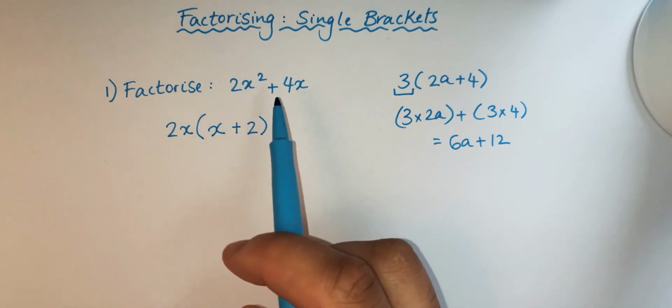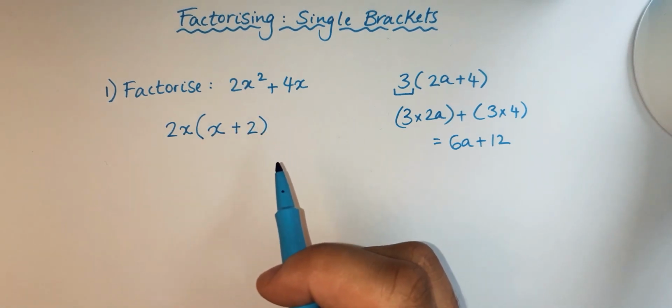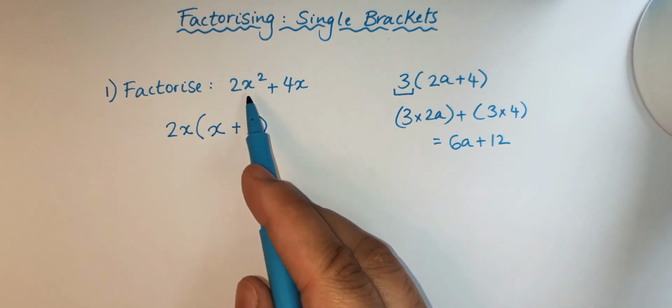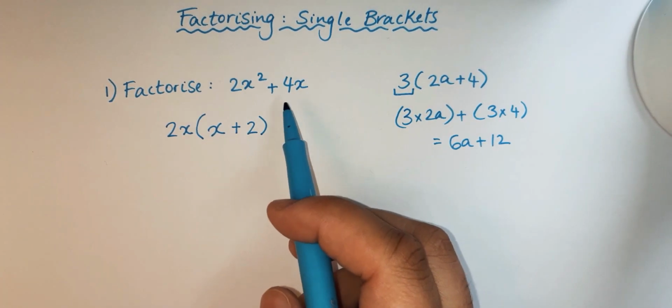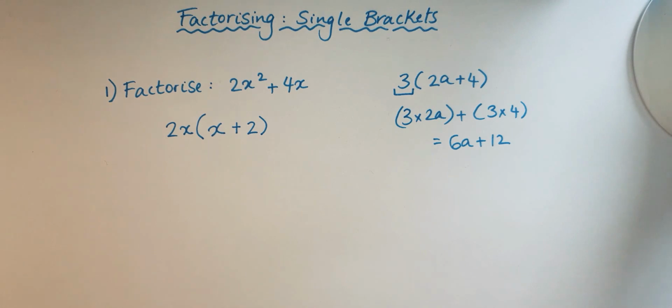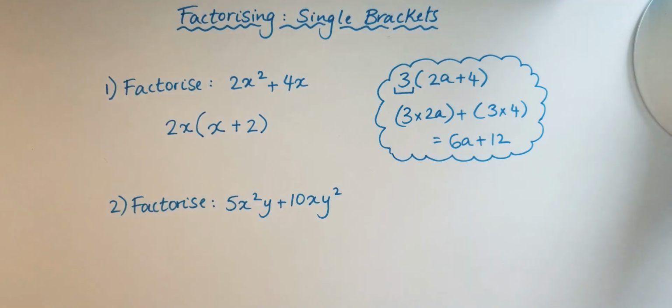Now, this was a little bit of an easier question because we've only got one term, we've only got x. But what if we have x and y? So here's another question that we can go through. It's the same process, but it's a little bit trickier if we've got two different terms, different unknowns, but here's how we can do it in a very simple way. So here's the question. It says factorize 5x squared y plus 10xy squared.